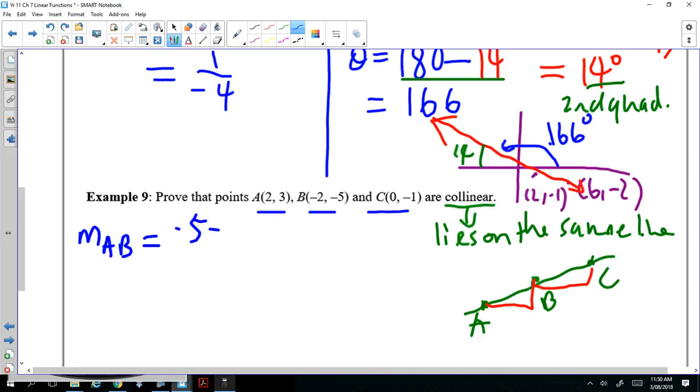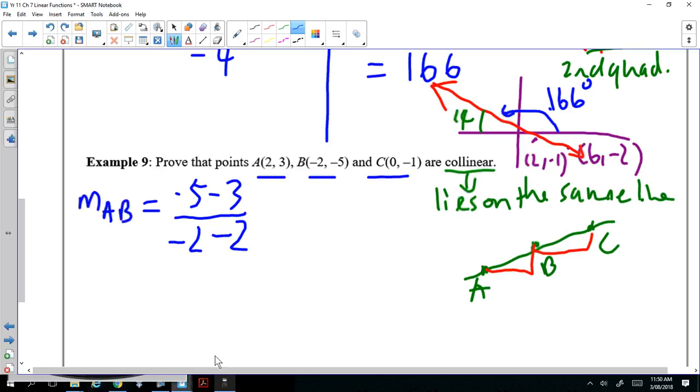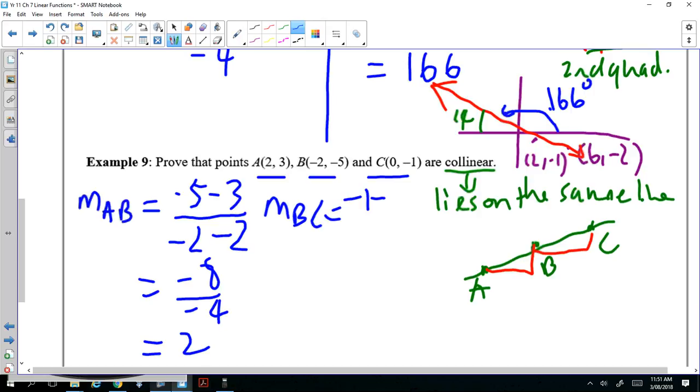So you get -8 over -4, which is 2. And we'll also find the gradient of BC, which is -1 minus -5 over 0 minus -2. What would that be? You get 4 over 2. Find the gradient of AB, find the gradient of BC, and what do you notice? They are equal. You write a conclusion. Therefore, the two gradients are equal. What can you conclude? It means that A and B and C are collinear.